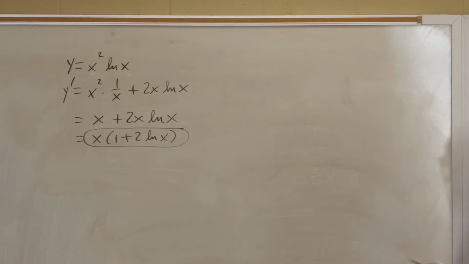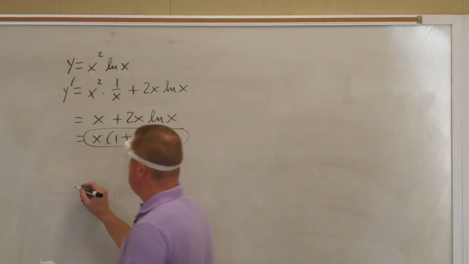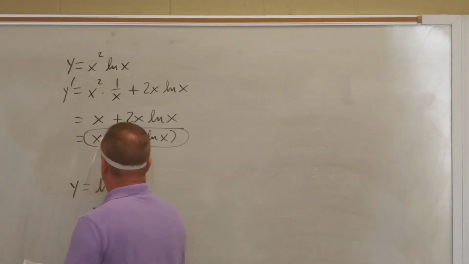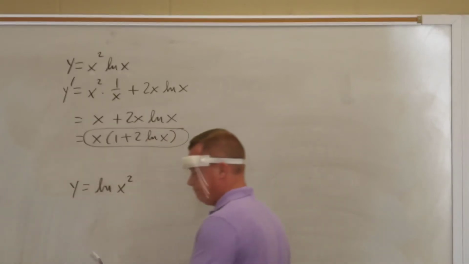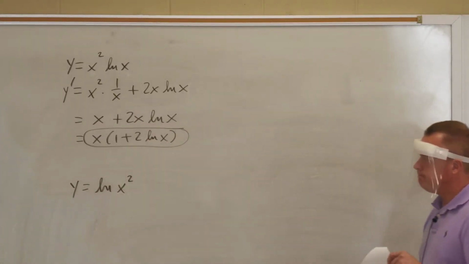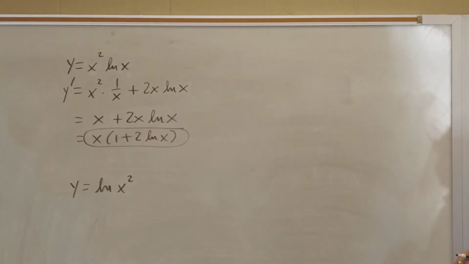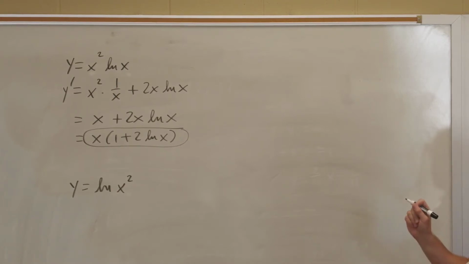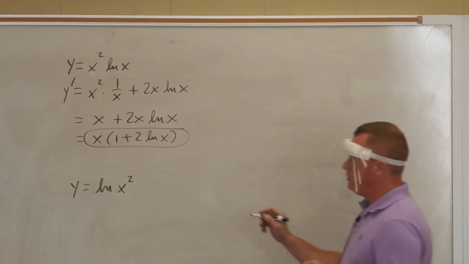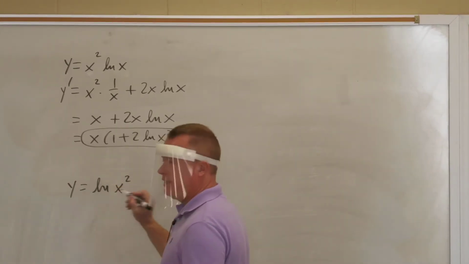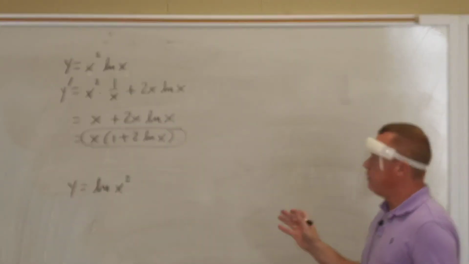Okay. y equals the ln of x squared. Now the 2, is the 2 squaring the ln of x or is it squaring x? It's just squaring x. If you're going to square ln of x, you're going to have to put parentheses around that to do that. So you can do one of two things.